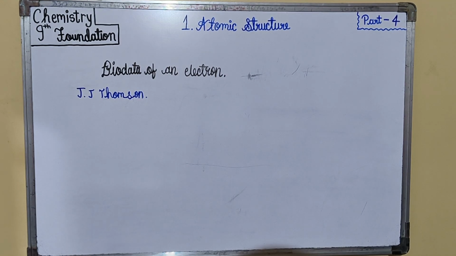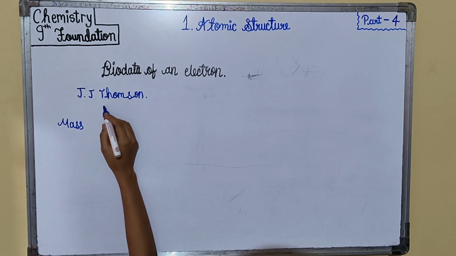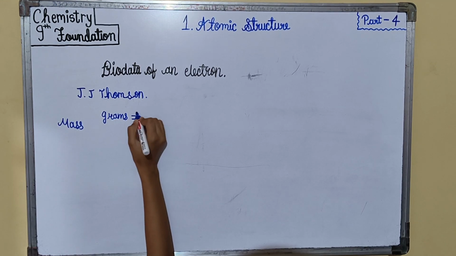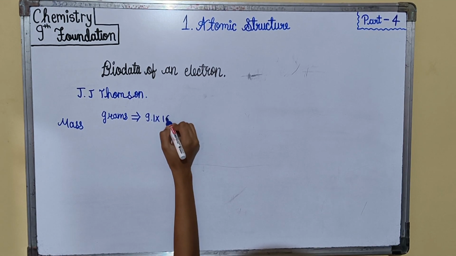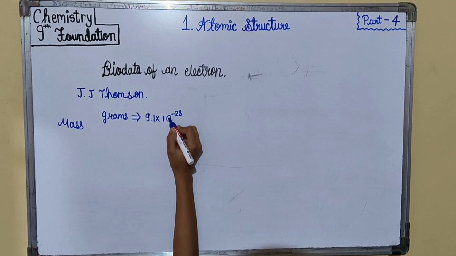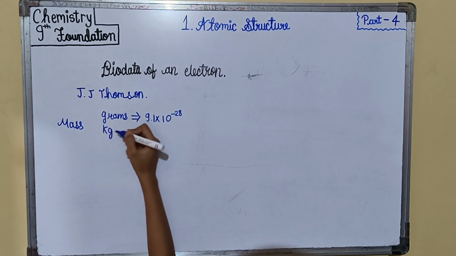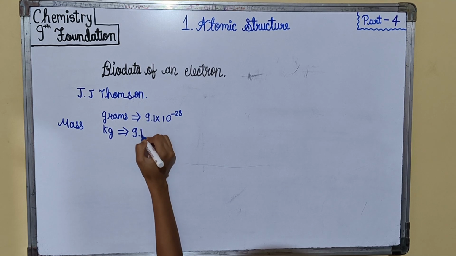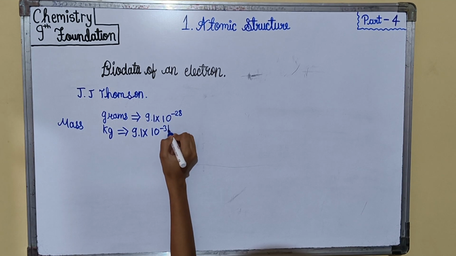Then the mass. We'll see the value of mass, first in grams. Value of mass is 9.1 into 10 raised to minus 28. Then mass in kilogram, 9.1 into 10 raised to minus 31.